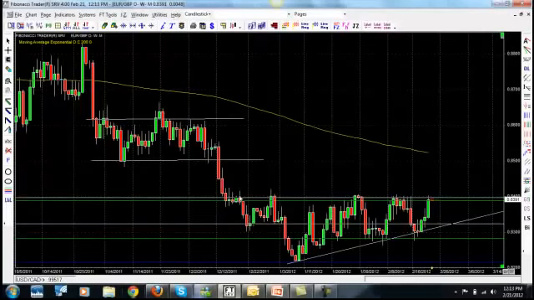Remember, floor, ceiling. So here we were. Here's a floor, here's a floor, and here's a floor. So we've got 3 floors: 1, 2, 3. Now you can see here that price has been stuck on the ceiling.